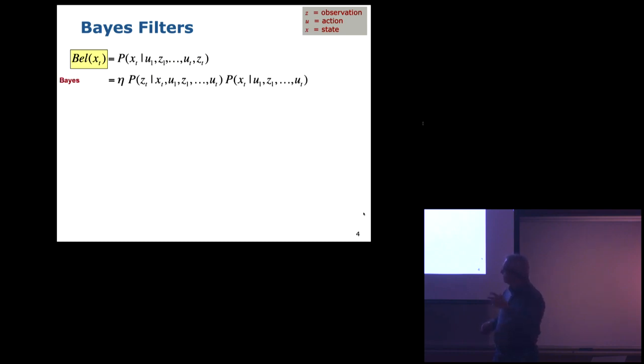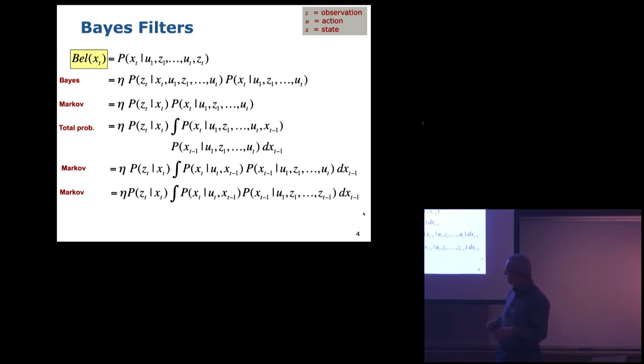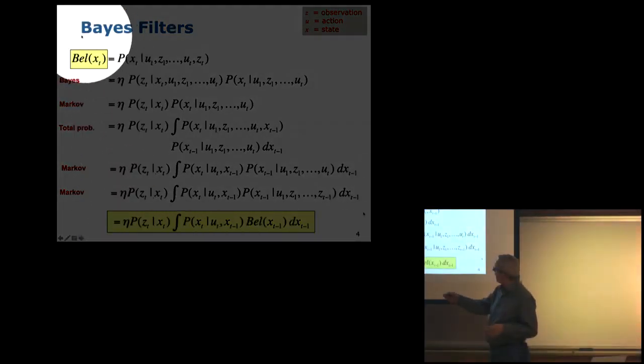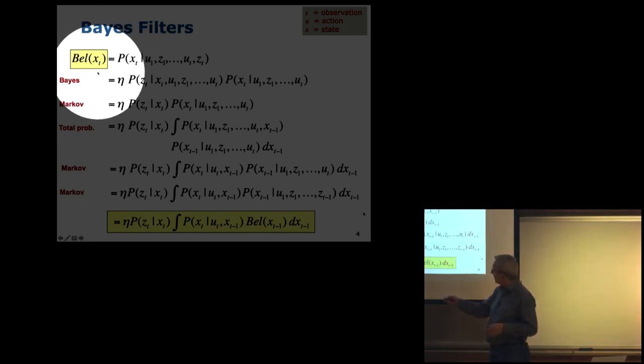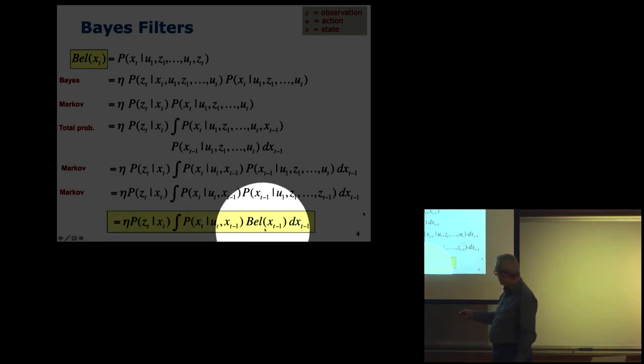All right, and using a couple of mathematical derivations, Bayes' theorem, a couple of independence assumptions, law of total probability, and another two Markov assumptions, you end up basically with this equation down here. And the nice aspect of this equation is that it is actually recursive. So what we're interested in is the belief at state at time t, and we can reduce this to this equation over here, where we have the belief at time t minus 1.